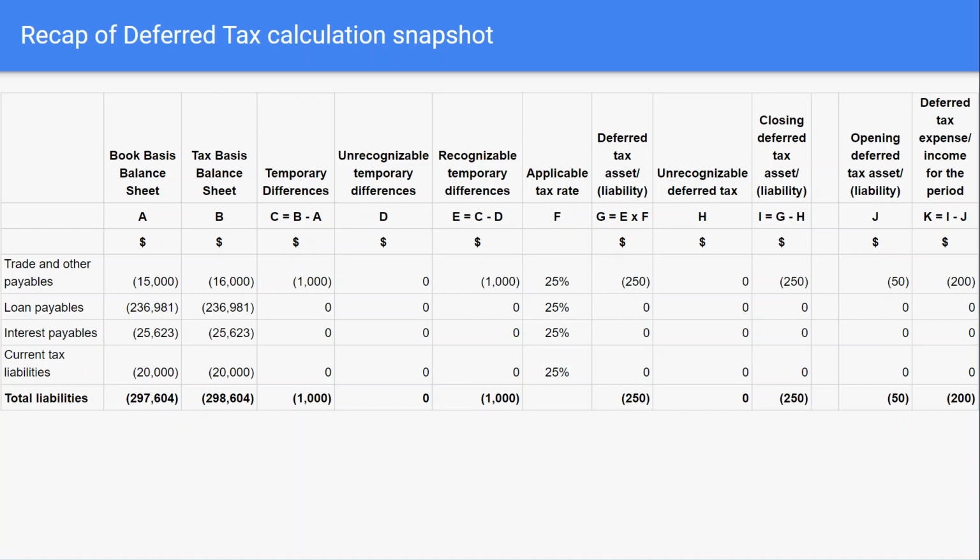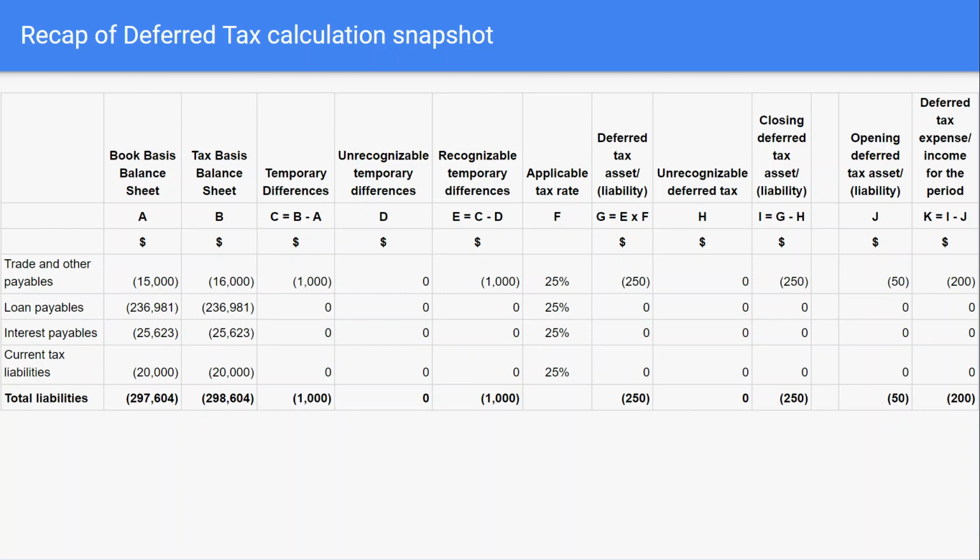But again, for some reasons too, a portion of your deferred tax assets aren't recognizable. If you have such, you then need to back it out. You back it out using column H from column G, and you then have the closing balance to say, yes, at the end of the year or at the end of the period, this is how much deferred tax asset or liabilities I have in my books.